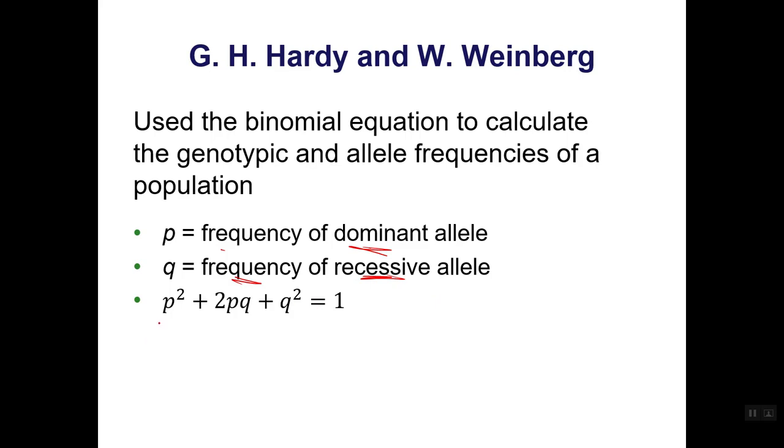So this here would represent the frequencies of a homozygous dominant. This one would represent the frequencies of a homozygous recessive, and this one would represent, wait, I'm sorry, I said homozygous recessive. This one would represent the frequency of a heterozygote, because it has one of each. And then this one, Q squared, would represent the frequencies of a homozygous recessive. And it's all equal to 1, because 1, remember, is equal to 100%. You can't have more than 100%.